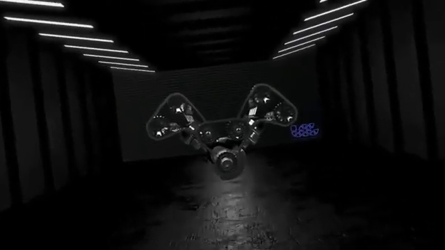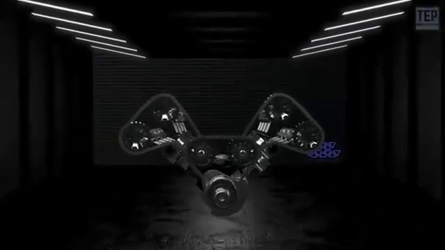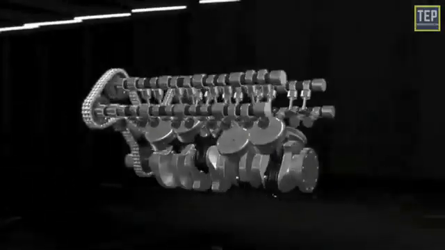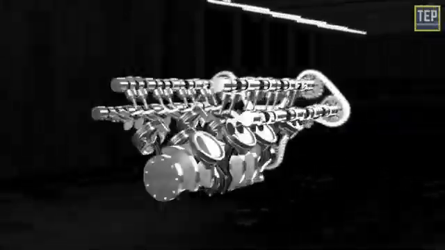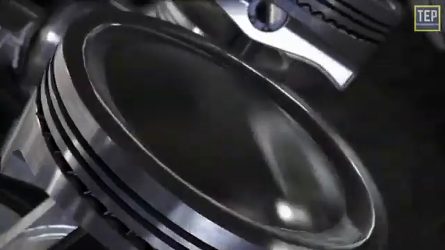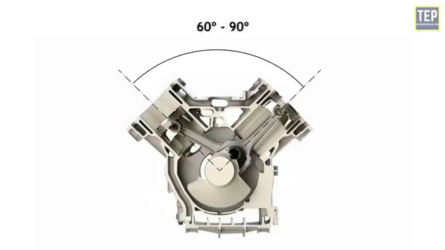V-engine is a common configuration for an IC engine. It consists of two cylinder banks usually containing the same number of cylinders and is connected to a common crankshaft. This engine construction places the cylinders at an angle with each other. The angle between the cylinders varies from 60 to 90 degrees. This angle between the cylinders forms a V shape when viewed from the front of the engine, and that is why this engine is called the V-type engine.